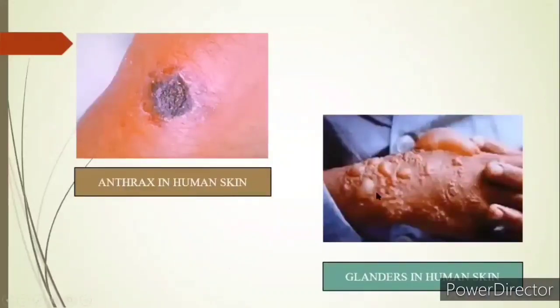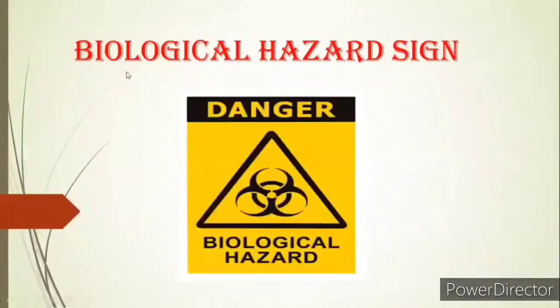Okay, now I would like to share some examples. This is anthrax in human skin, but it's quite rare, and this is glanders in human skin, which happens primarily in horses. Now I will pass to the next presenter to explain about the biological hazard sign.